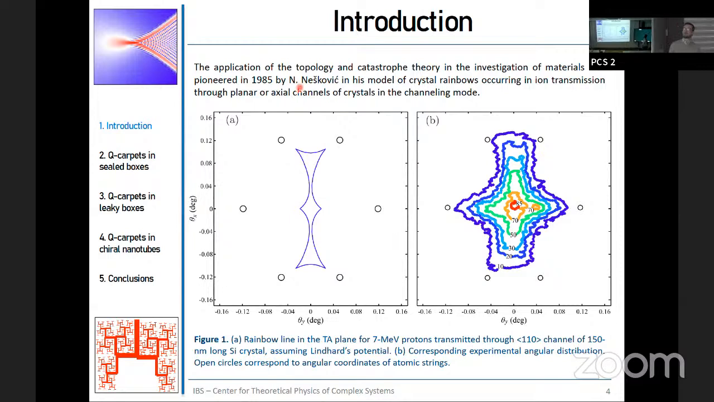And in this example, you can see an example of the rainbow line, the first one calculated, and a prediction of something which we now call the crystal rainbow effect. And this is actually the first experimental confirmation, done at Oak Ridge. There is a very interesting story how this happened. I will tell you on another occasion. We now have much more precise and better measurements. I show this as a curiosity.